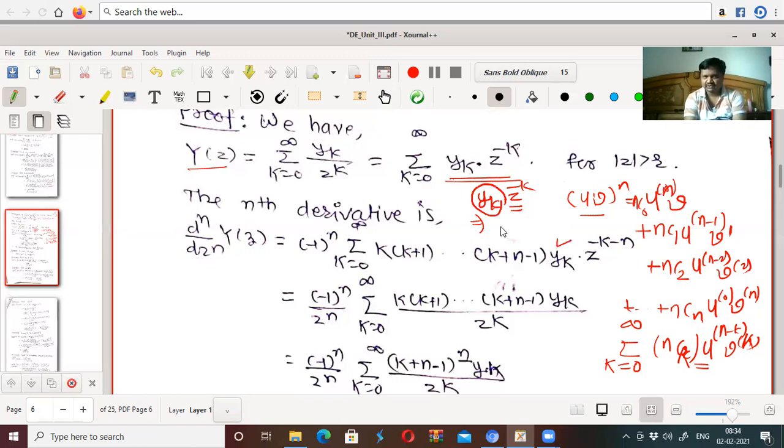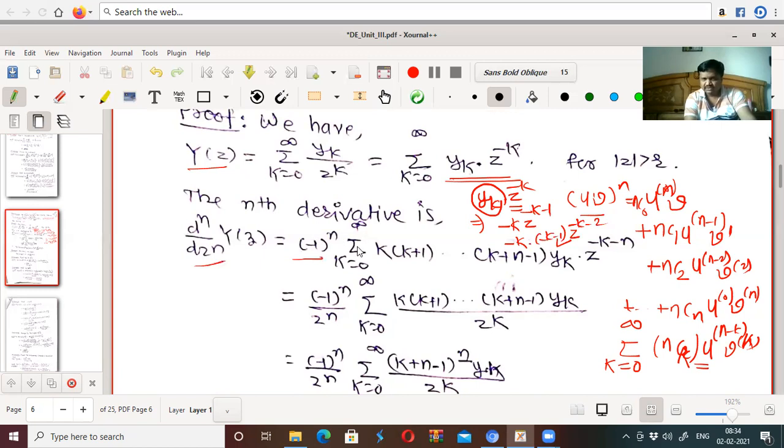What is the first derivative? Minus k z to the power minus k minus 1. This is the first derivative. What will be the second derivative? You are finding the nth derivative, no? So minus k into minus k minus 1 into z to the power minus k minus 2, and so on. Here you are taking minus 1 common from each term. So how many times? n, since you are taking the nth derivative of this function.